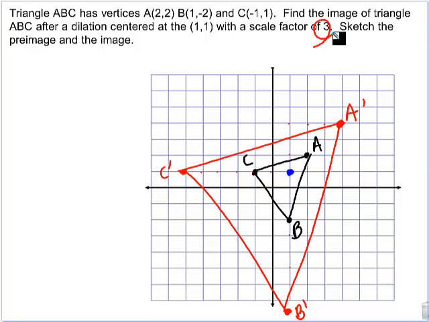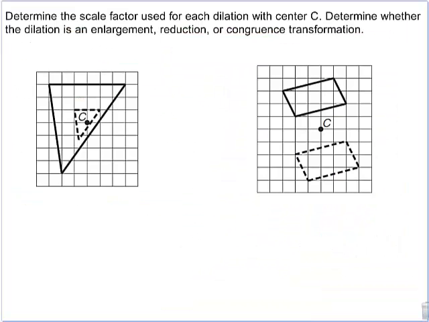The other types of problems I'm going to give you are problems with 2 images, and then we have to figure out if we have a reduction, a dilation, or a congruence transformation. So we want to determine the scale factor used for each dilation with the center C. Determine whether the dilation is an enlargement, reduction, or congruent transformation.